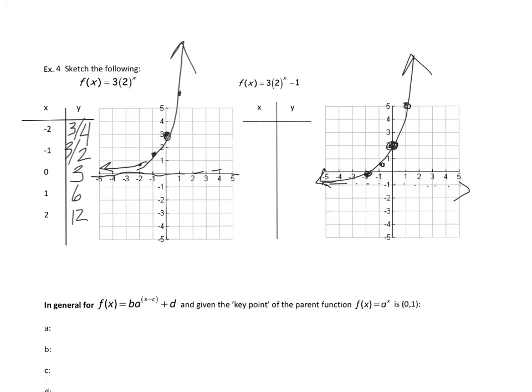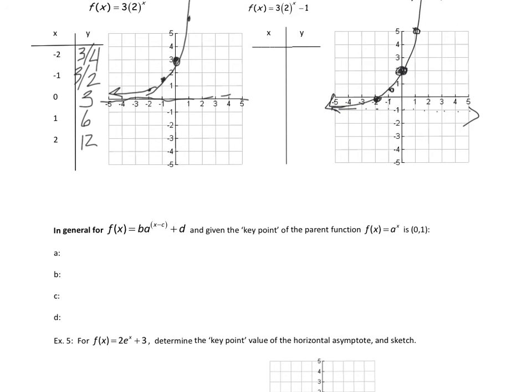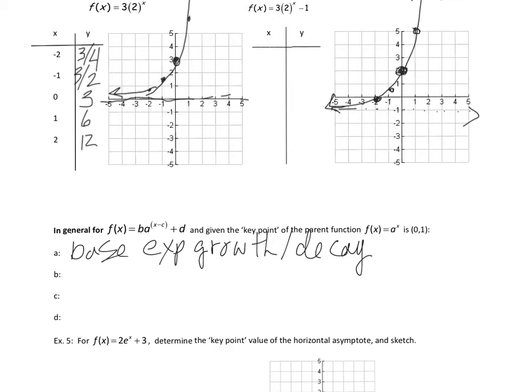Let's see. So in general, we're going to call this coefficient of the exponential term b. A is our base, minus c is what we subtract, and plus d. So let's see if we can come up with something here. Actually, let's start off with a. So a first. What does a do? A is the base, and that tells us whether it's exponential growth or decay. If a is greater than 1, it's growth, and between 0 and 1, it's decay.